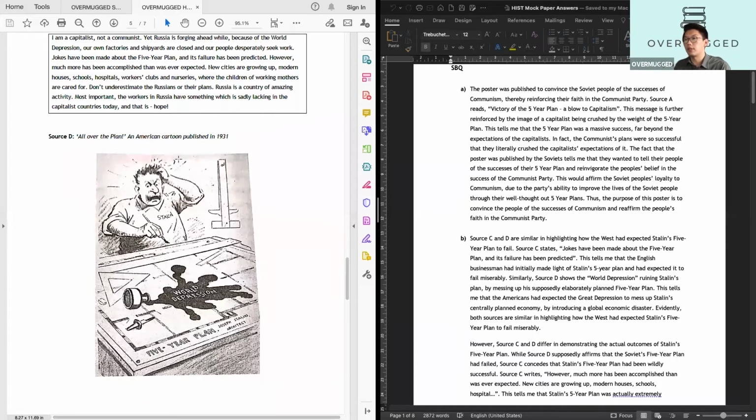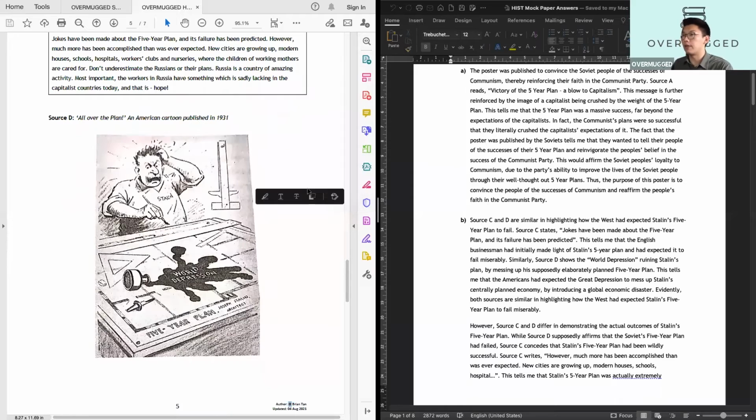And then we look at source D. It is basically an American cartoon which was also published in 1931. So here it quite clearly shows that Stalin is trying to draw out his 5-year plan, but then his 5-year plan was foiled by the Great Depression, which is marked by the ink which has been spilled all over his plans, ruining his carefully planned 5-year plan.